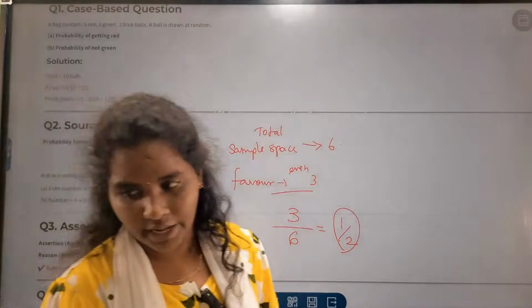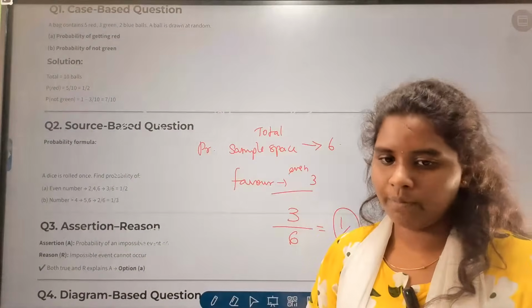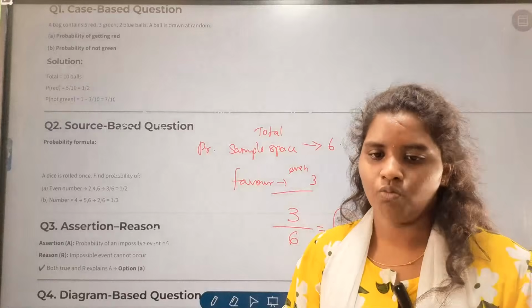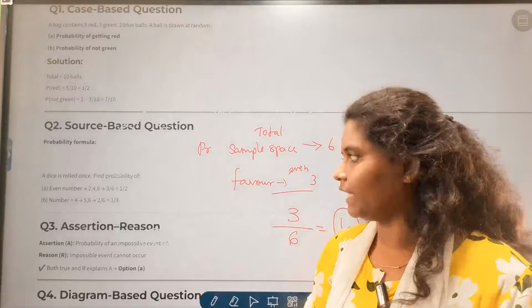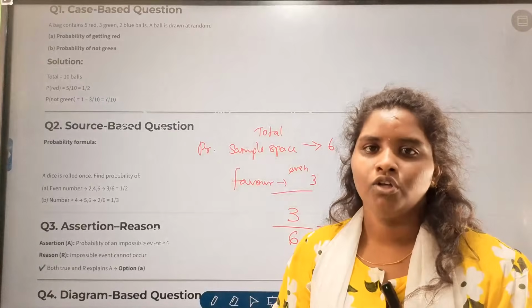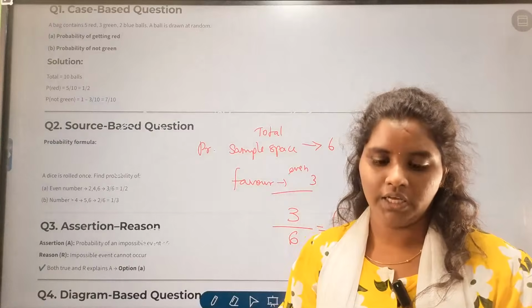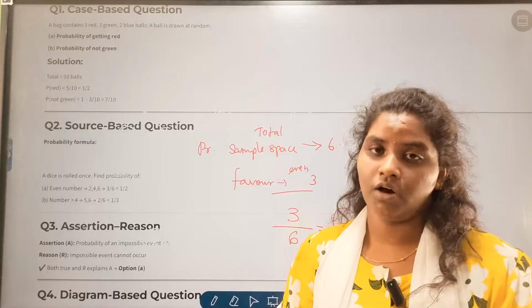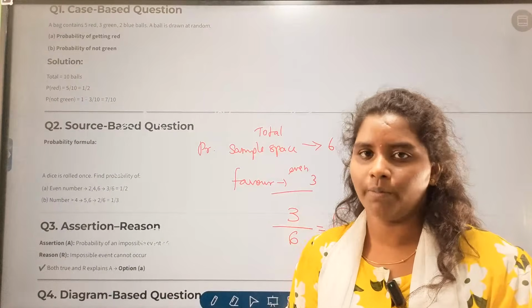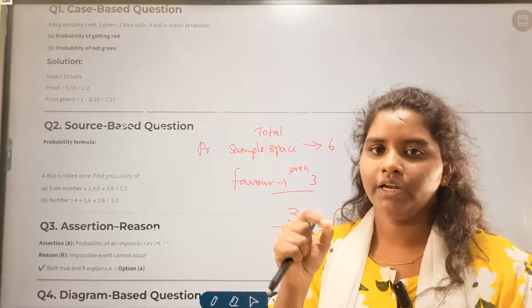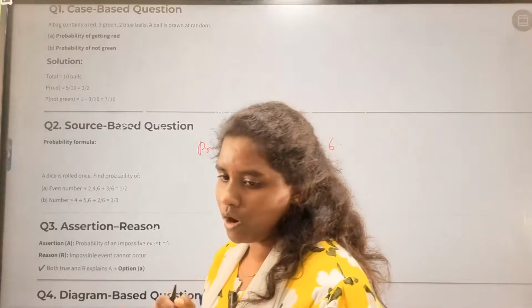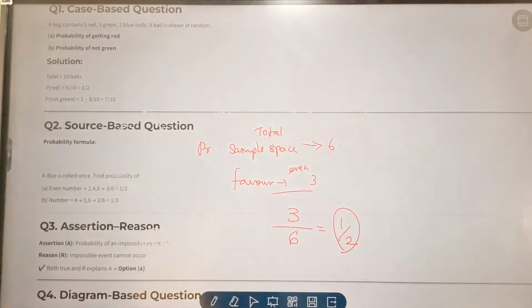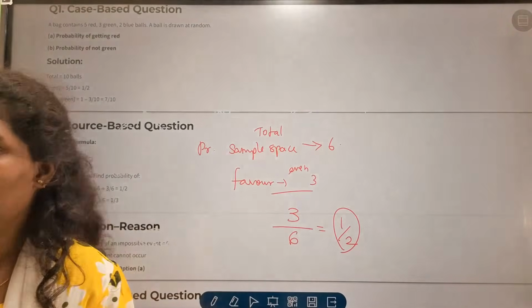Then the same, if I throw one die, what is the probability of getting an odd number? The odd numbers are 1, 3 and 5, right? So the same, 3 divided by 6, which is equal to 1 by 2. Same answer.